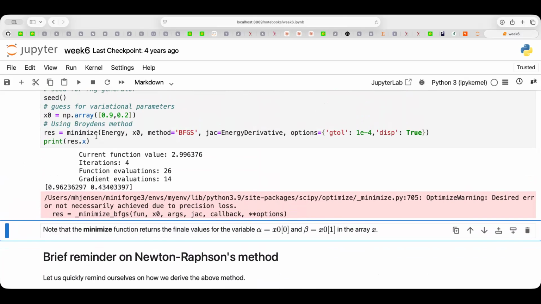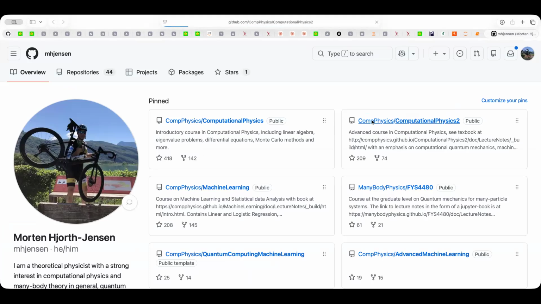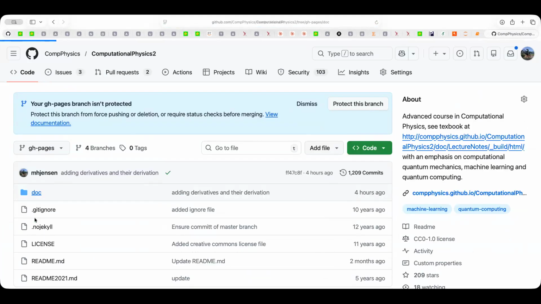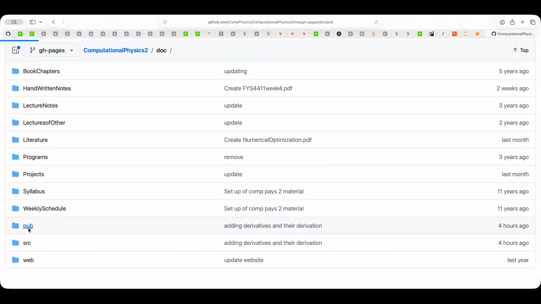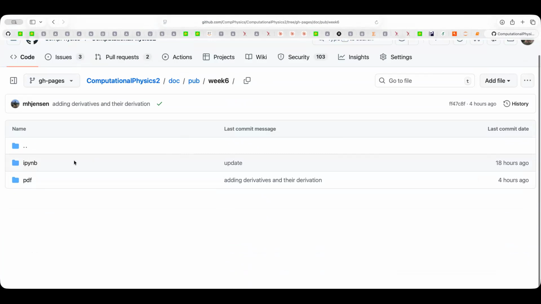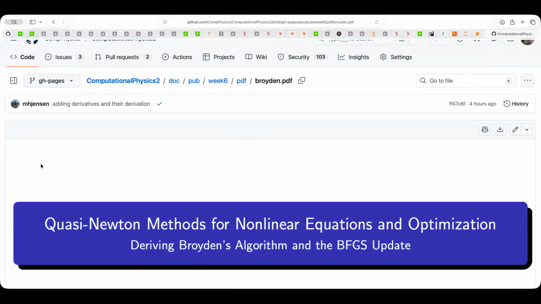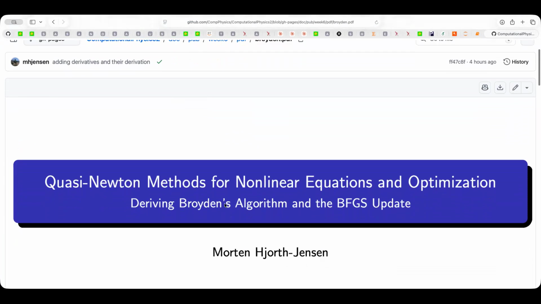Okay, so if you want to peep a little bit into what is coming next week, let me just show you that quickly. Let me just go back to Zoom here. So if you go into the lecture notes here for this week, you will find an additional set of PDF files, which we are going to discuss a little bit more in detail next week. But you can anticipate it a little bit. So if you go under the PDF folder, you will find a derivation of Broyden's method here, and the extended methods and the BFGS update.